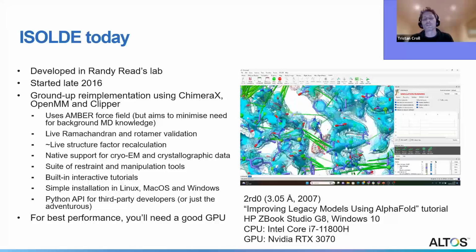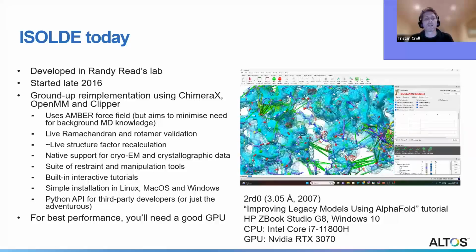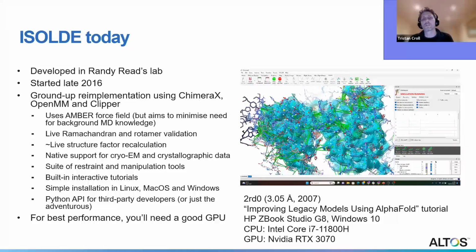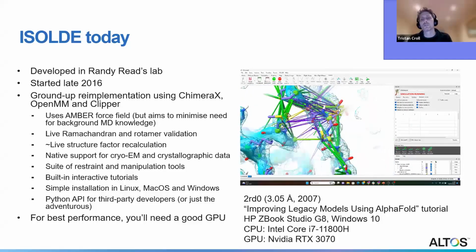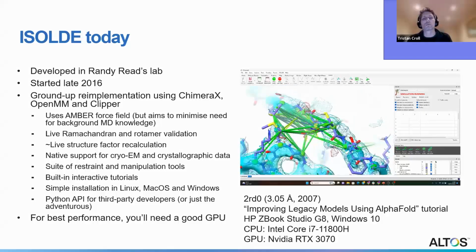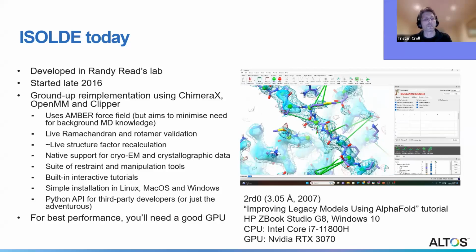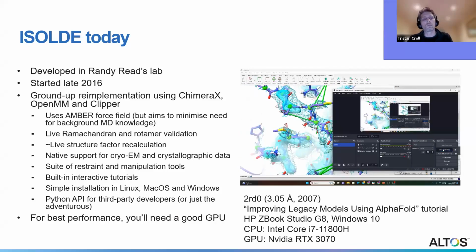The installation is as simple as I can make it in Linux, Mac OS, and Windows. Once you have ChimeraX installed, you just go to the menu, Tools, More Tools, and there's a couple of buttons you have to click, and ISOLDE will just install for you and should be ready to use. And for third-party developers or people who just want to be adventurous, there is a Python API, and that's all available via an interactive Python shell within ChimeraX, so that you can actually run things and see what happens directly.